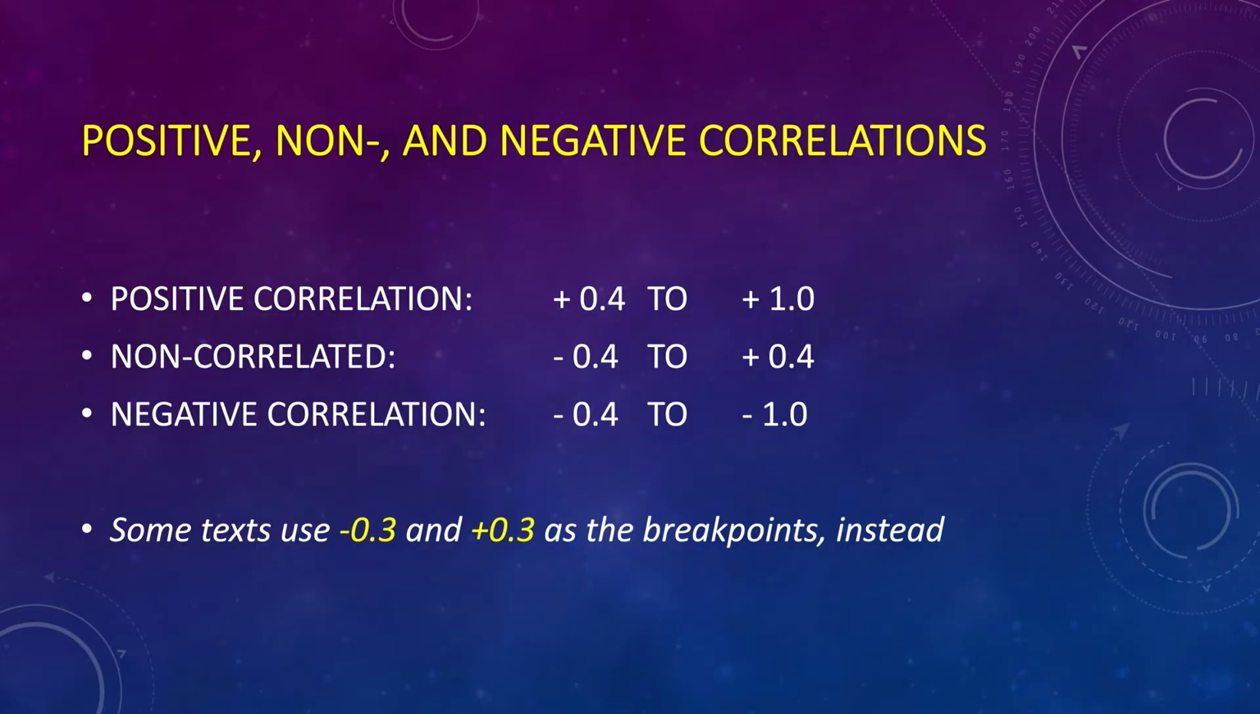Positive correlation varies from plus 0.10 down to plus 0.4 or plus 0.03. It all depends on what finance textbook you're reading. You have negative correlation from minus 1 to minus 0.4 or minus 0.3. Again, that's called the correlation coefficient. And then we have what are called non-correlated investments that are somewhere in between that.